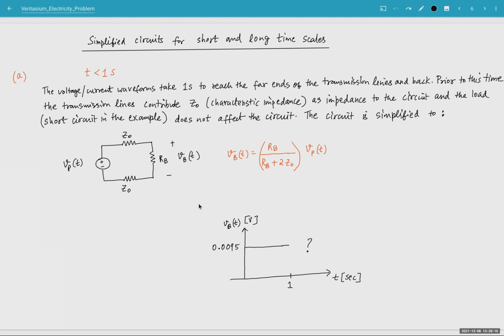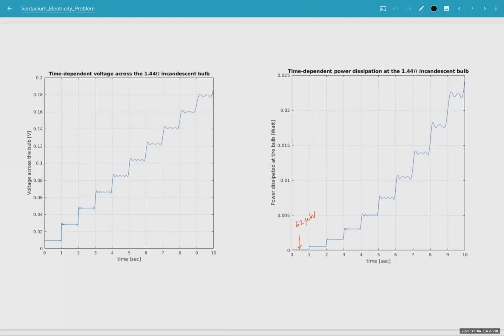So let's see what the waveform looks like when you solve it with time. On the left hand side, this is time versus the voltage at the bulb, and by using that we can calculate the current at the bulb and calculate the power dissipated by the bulb. As you can see, the voltage at the start between 0 and 1 is about 0.01 volts, and then it keeps rising as the voltage waveform reflects back and comes back within 1 second and gradually rises. And this is how the circuit operates.